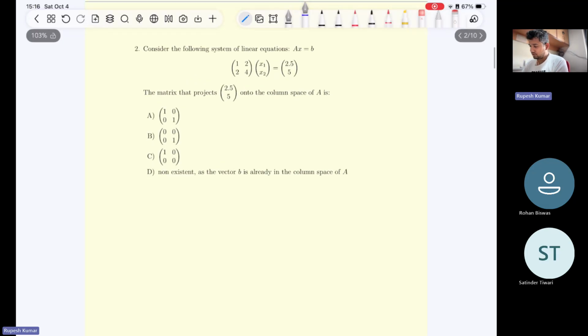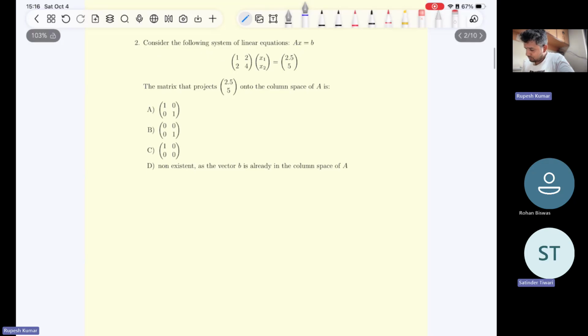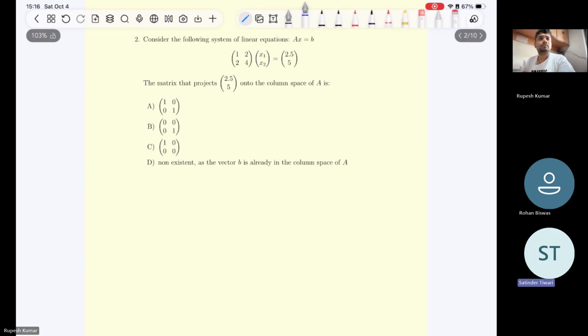Consider the following system of linear equations, Ax equals b. The matrix that projects 2.5, 5 onto the column space of A is. Sir, here both options A and D seem to be true to me. The system is 2, 2, 4, x1, x2, 2.5. So now our question is we want to project 2.5, 5 onto the column space of A, right? So how will you proceed with the solution?